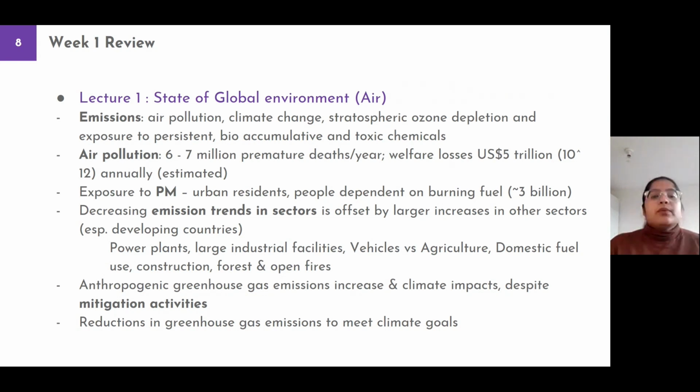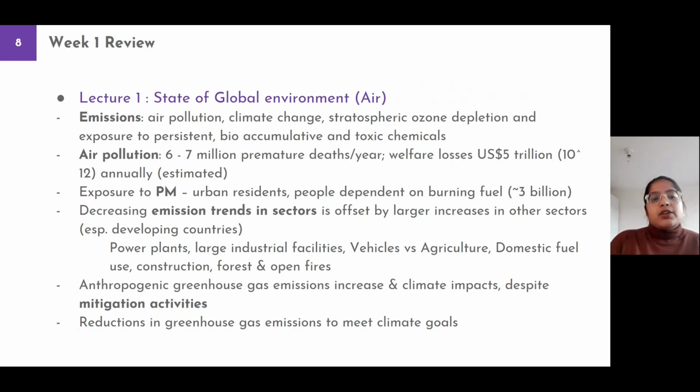So both urban and rural populations who use wood or other non-renewable sources for burning are more prone to being affected by particulate matter, which causes health problems. We also looked at how certain sector emissions are decreasing, but they are being offset by large increases in other sectors, especially in developing countries.